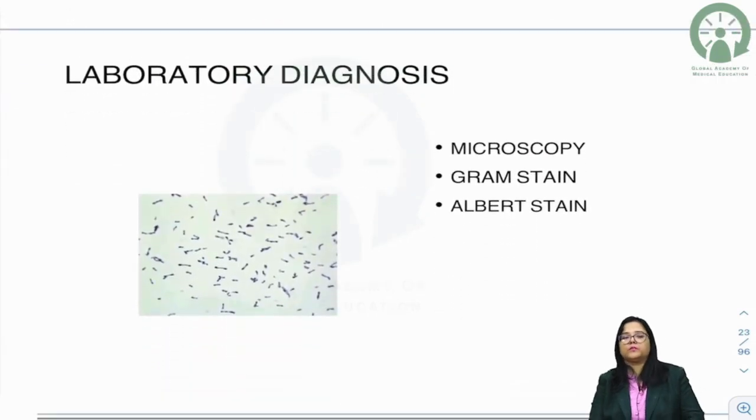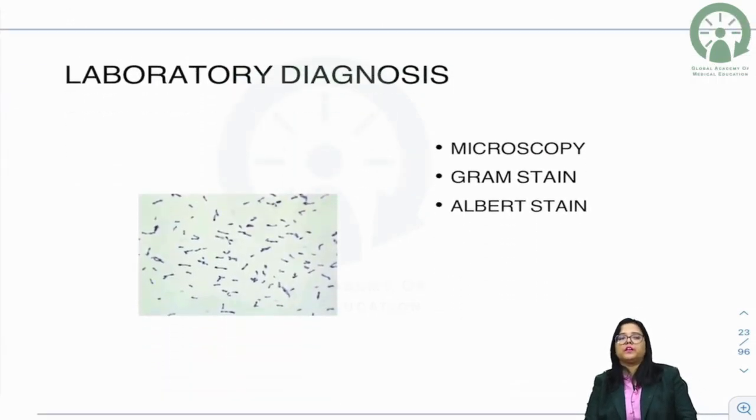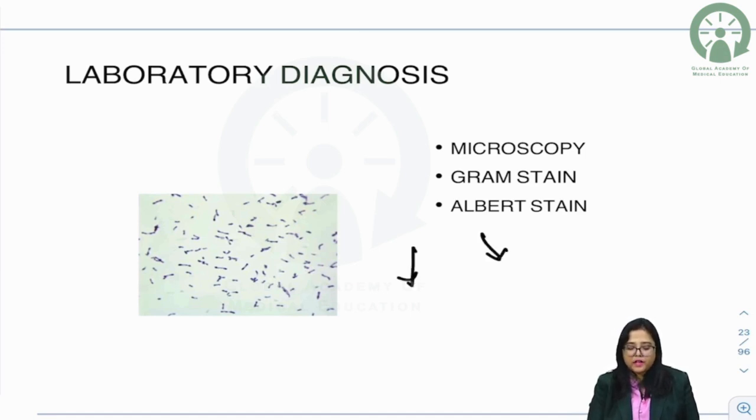Now coming to the laboratory diagnosis. So laboratory diagnosis comes only as a confirmation of the clinical diagnosis. So if we are suspecting diphtheria clinically, we collect a throat swab and send it for microscopy, and we perform a Gram stain and an Albert stain. In Gram stain we find gram-positive bacilli.